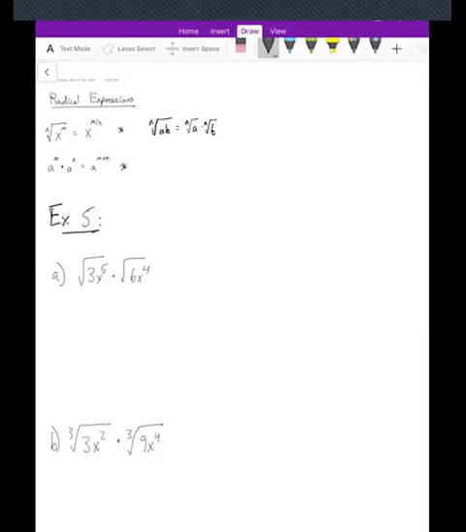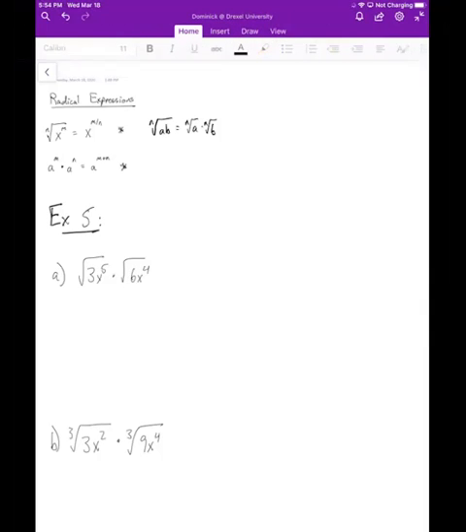Hey guys, welcome. So today we're going to talk about rational expressions. We're going to just pick up where we last left off in class. We had just gotten to, but we didn't get to actually do anything yet with, multiplying rational expressions. So that's what we're going to do next.